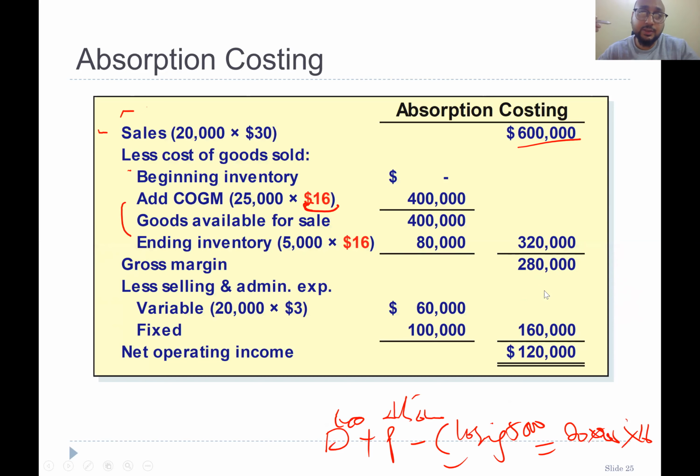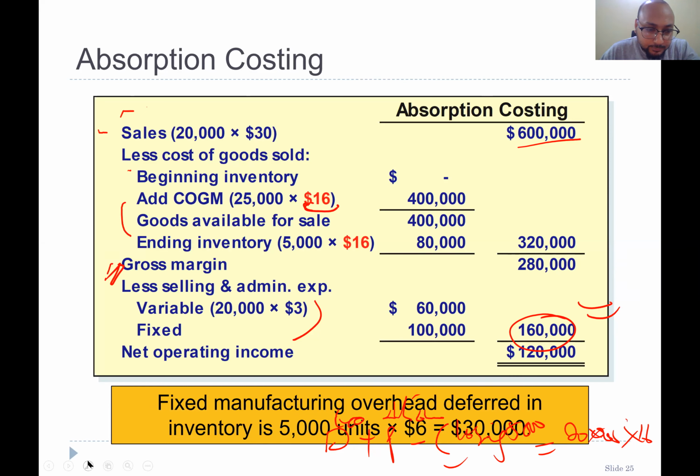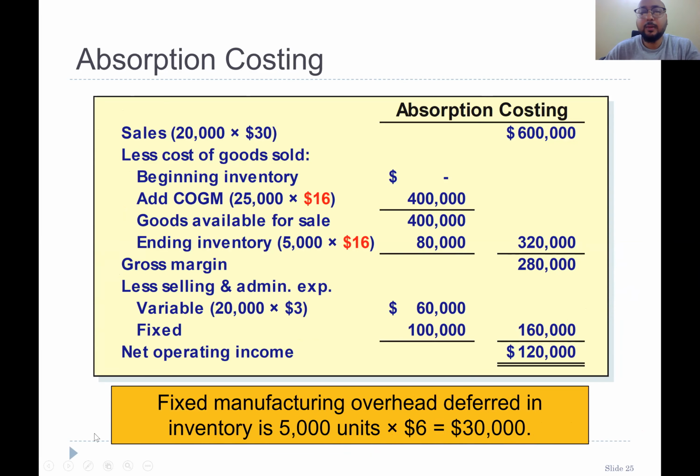Right? So traditional costing, absorption costing, or full costing: sale minus cost of goods sold gives us gross margin. From gross margin, you subtract selling and admin expense, and you find the net operating income. Since we are given the segregation, we write it down like this. Otherwise, if you write selling and admin as a whole, the answer would be the same as well. Right? And so we have a little note here where fixed manufacturing overhead is coming from.